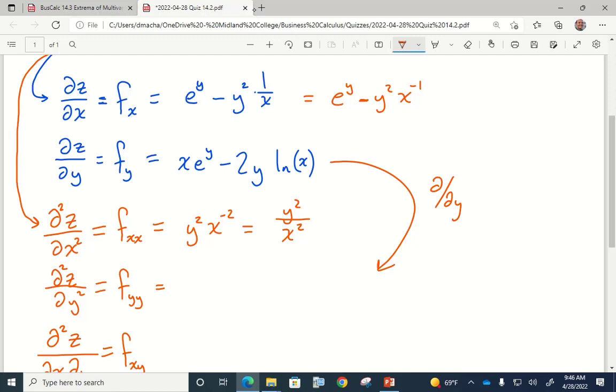And the derivative with respect to y means I pretend that x is a constant, and so that x is going to stay there as my constant multiplier, and the derivative of e to the y should just be e to the y. So then, since x is a constant, natural log x is just a constant, the derivative of y would be 1, so this is going to be minus 2 natural log x.